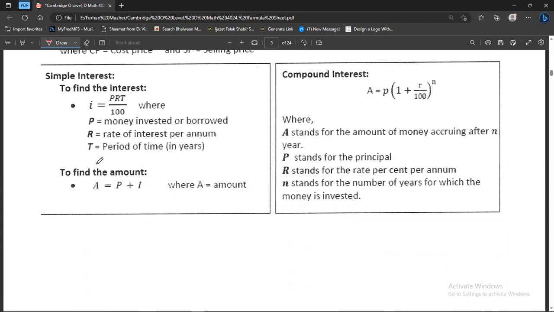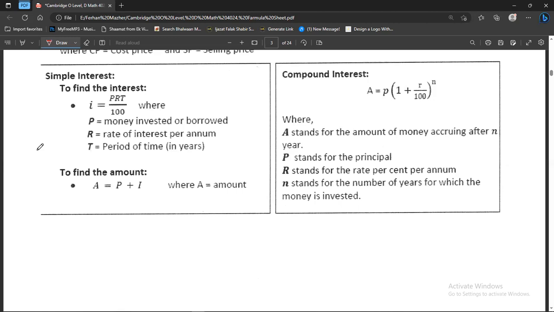Okay, then we have simple interest. The simple interest is represented with I, and that is equal to PRT by 100. Where P is the money invested or borrowed, we call it the principal amount. R is the rate of interest per annum, or whatever the unit they are using, and T is the period of time in years. If the rate is per annum, then the time period will also be in years.